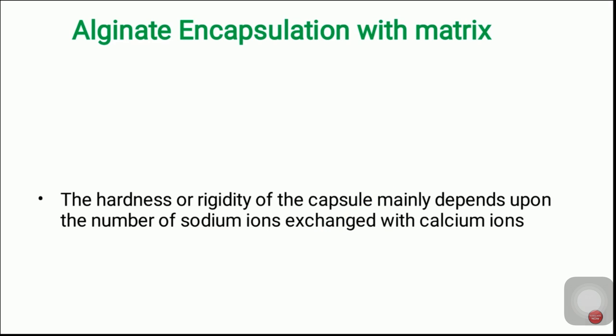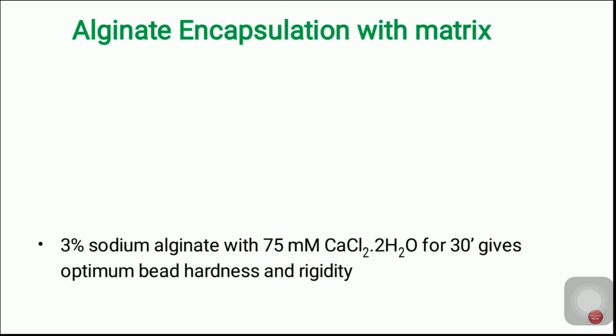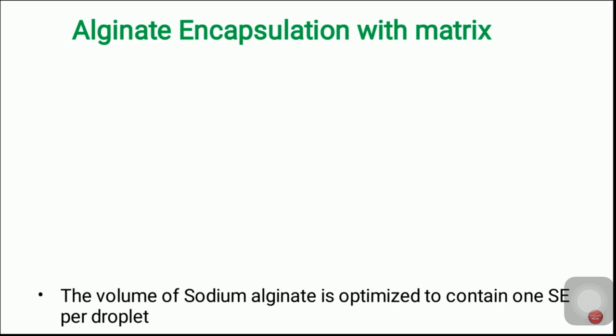The hardness and rigidity of the capsule mainly depends upon the number of sodium ions exchanged with calcium ions. In general, 3% sodium alginate solution with 75 millimolar calcium chloride gives optimum bead hardness and rigidity. The volume of sodium alginate is optimized to contain one somatic embryo per droplet.